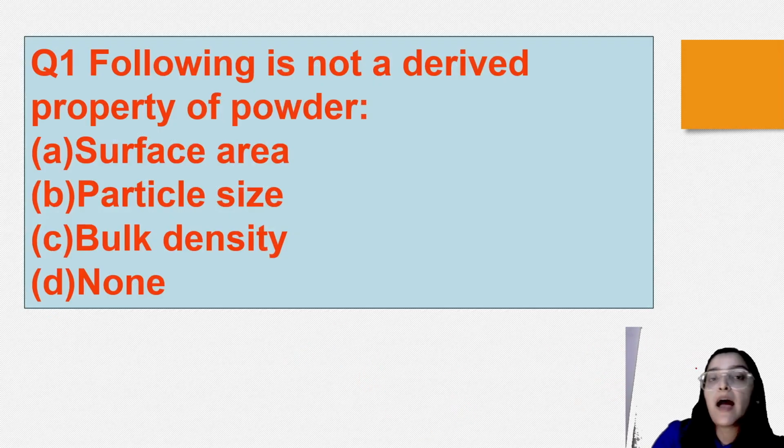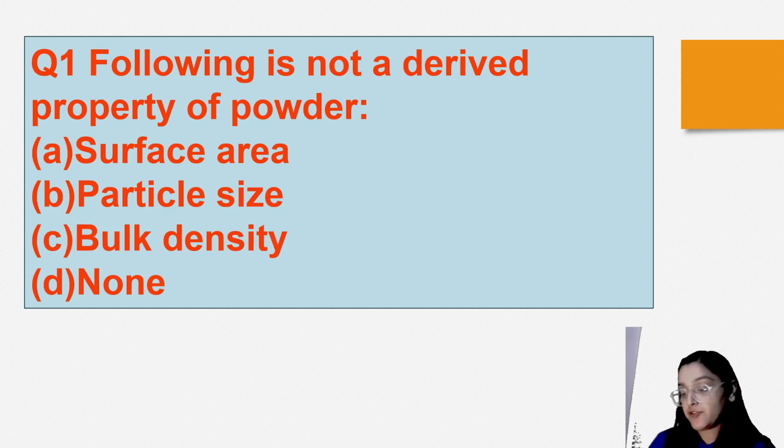So now you have an idea that we have talked about the derived properties of powder and the fundamental properties of a powder. The question right in front of you, you should be able to answer right now, okay? The following is not a derived property of powder: surface area, particle size, bulk density, or none of the above. Now I'll give you 10 seconds to write down your answer and then we will discuss the answer.